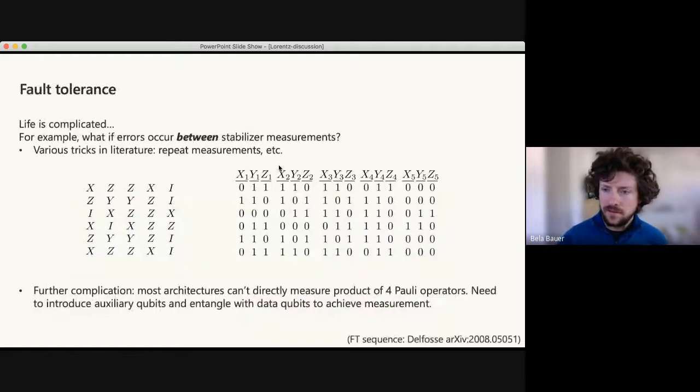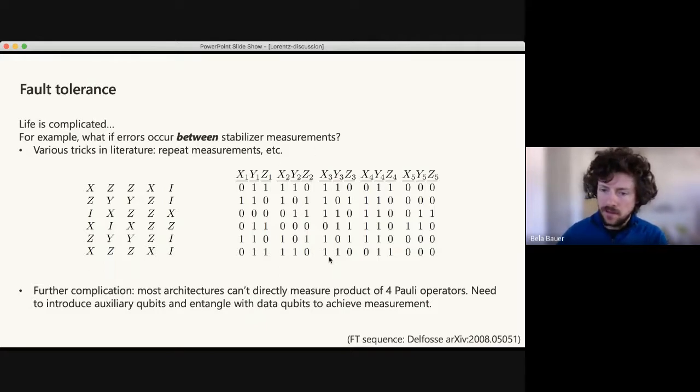Now that's not quite the full story yet. To really make this fault tolerant, you have to think about what happens, for example, if errors occur between stabilizer measurements. There's various tricks in the literature, which I don't really want to go into. You basically repeat the measurement of certain stabilizers, and there's a whole body of literature on figuring out how to do this in the presence of errors occurring at any time, in the presence of actual measurement errors where your stabilizer readout is wrong, and all such things.